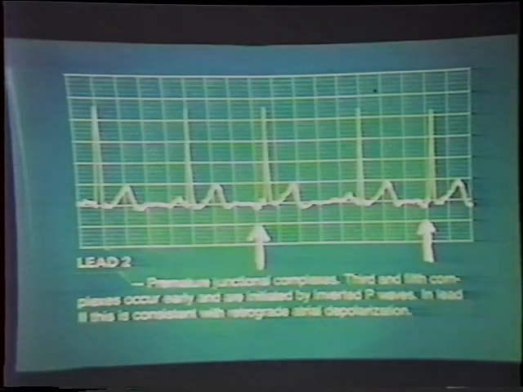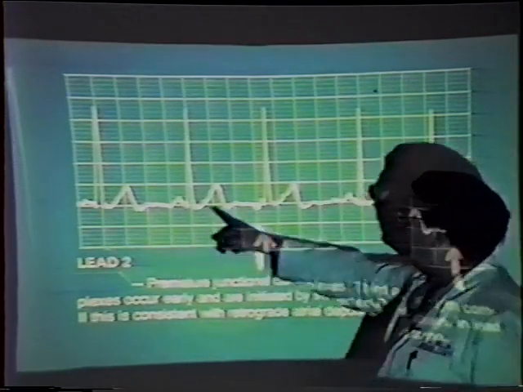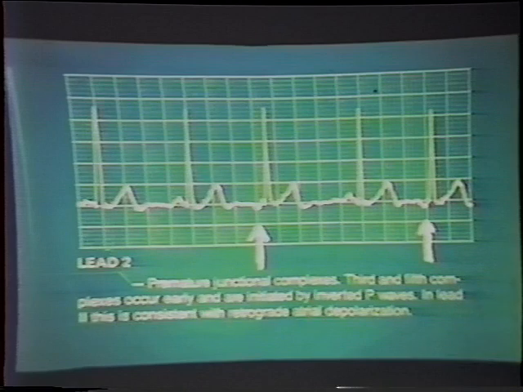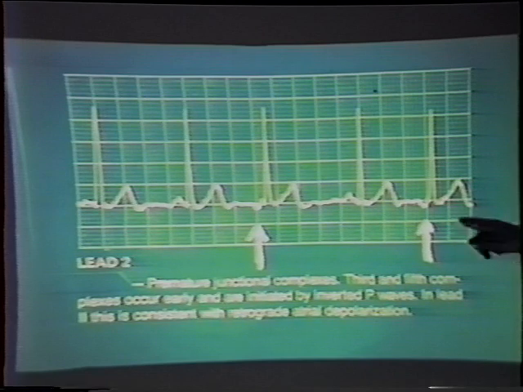Okay, here we go. Normal sinus rhythm. Then the P wave comes, but it's inverted. So that's probably a junctional premature. Comes ahead of time, inverted, premature nodal contraction. Again, an inverted P wave, like a premature nodal contraction.